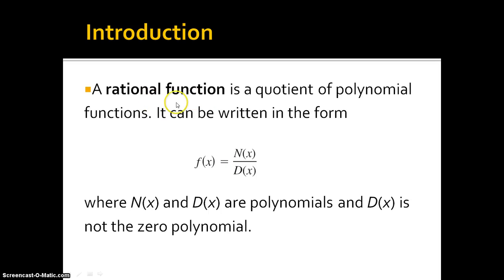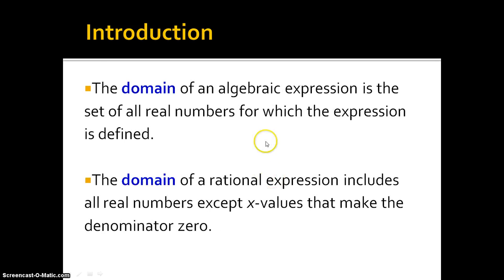Okay, so a rational function is a quotient of two polynomial functions. So we'll assume the numerator is a polynomial function, maybe of degree n, and the denominator is a polynomial function, maybe of degree m. They don't have to be the same degree. But what we do have to restrict, the denominator cannot be the zero polynomial. It can be any other polynomial.